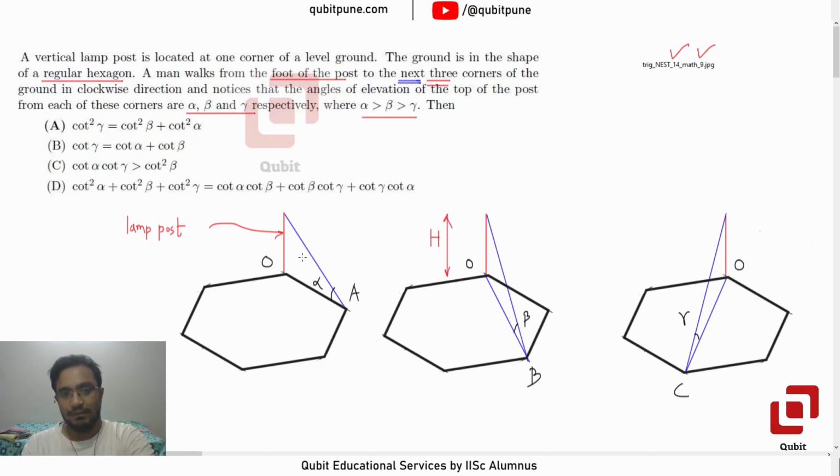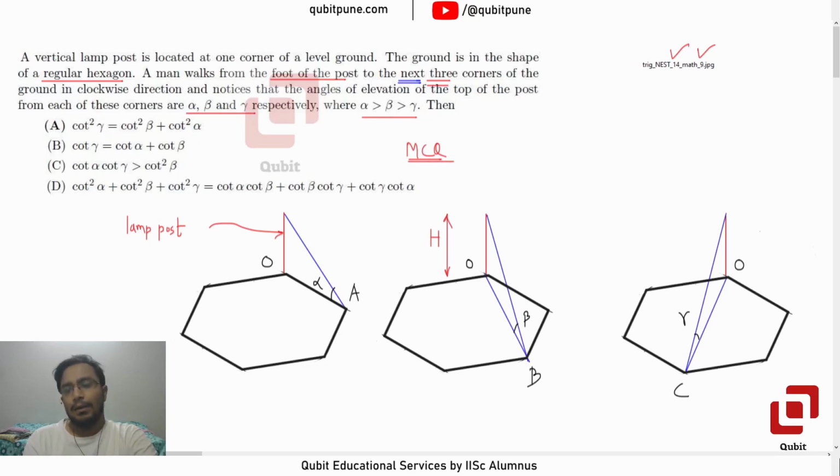So let's say he walks from O to A. Then that is alpha. He looks at the top, he measures that angle, then he comes to B. Again he looks at the top and then the angle is beta. Then he comes to C and then again he looks at the top of the pole or lamp post and then he finds that the angle is gamma. And we would like to find a relation between alpha, beta and gamma, and this is a multiple choice question. So even if you get one of the options to be right, then that is the right option.